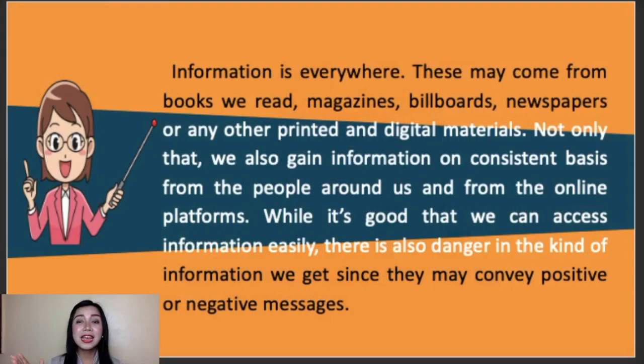So students, information is everywhere. This may come from books we read, magazines, billboards, newspapers, or any other printed and digital materials. Not only that, we also gain information on consistent basis from the people around us and from the online platforms, just like in Facebook, in Twitter, in YouTube. While it's good that we can access information easily, there is also danger in the kind of information we get, since they may convey positive or negative messages.